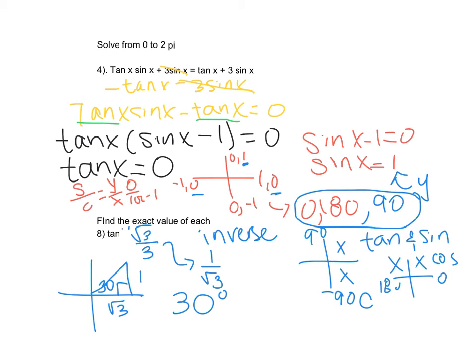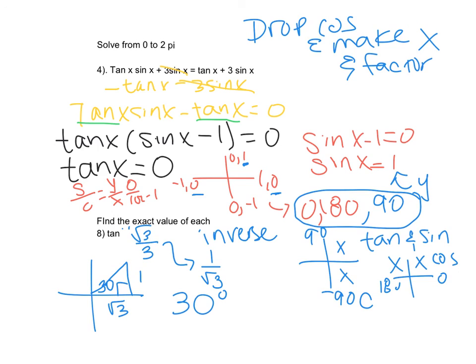Going back up to 4, if you look at 5, get everything to one side again, and then you're going to factor it. Drop the cosine and make it an x, and then factor. You're going to get 2 answers for that one again. It might be a little more complicated because it's going to have a 2 cosine x in it. Okay, so that's for 9.